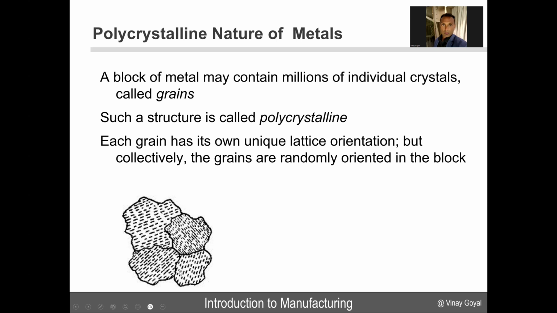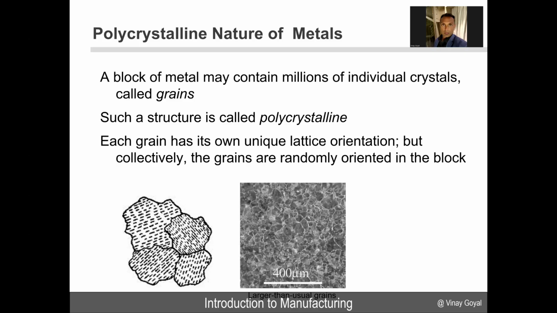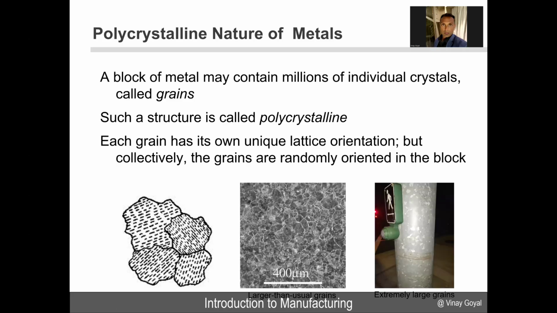In all these three cases here, each of these crystals may have a perfectly arranged lattice, but you can see that at the boundaries there's an interruption, right? And that's a potential weakness. Here's a 400 microns view of larger than usual grains that allows you to see a little better what is going on. And you can see extremely large grains even at large scales in a tube pole that supports a traffic light.